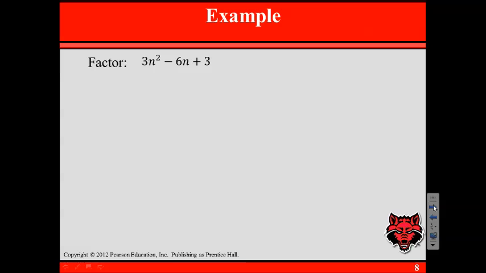Let's try another example, 3n squared minus 6n plus 3. We try to factor the GCF, and in this case, we do have a GCF. The GCF here is 3. So our first step, we factor out 3, and that leaves us with n squared minus 2n plus 1.